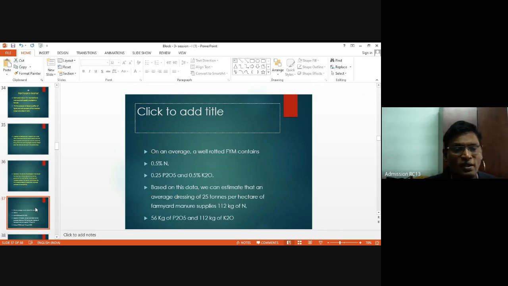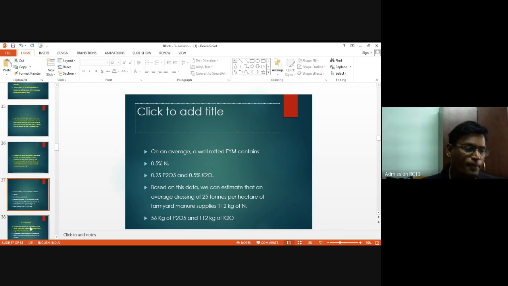On average, a well-rotted farmyard manure contains 0.5% nitrogen, 0.025% phosphorus and potassium. Based on this data, we can estimate that an average dressing of 25 tons per hectare of farmyard manure supplies 112 kg of nitrogen. So this figure tells us how much nutrition we can get for our soil from the organic farmyard waste.